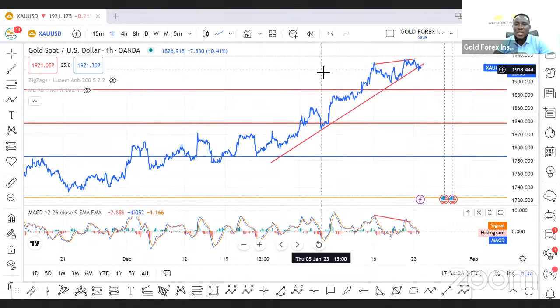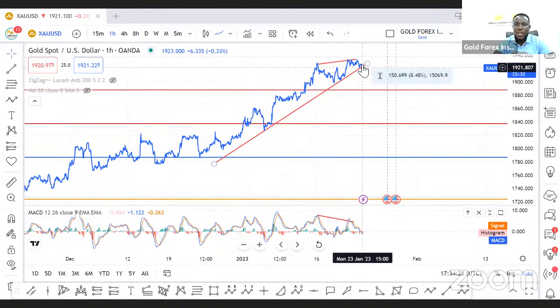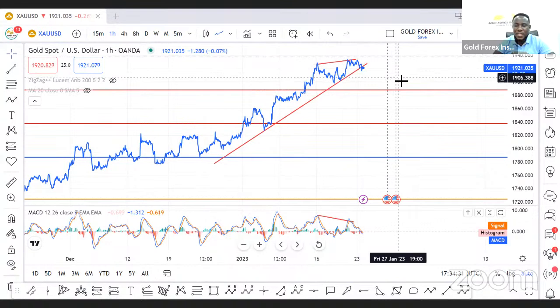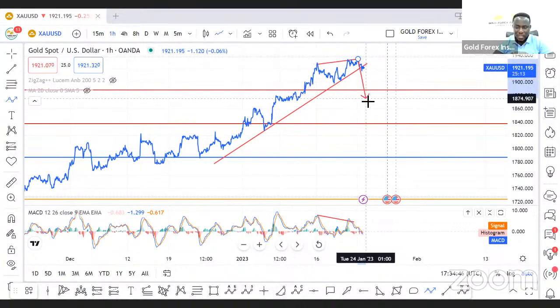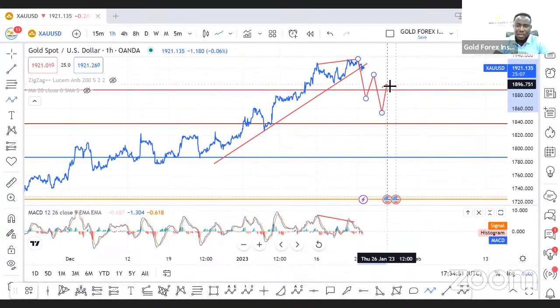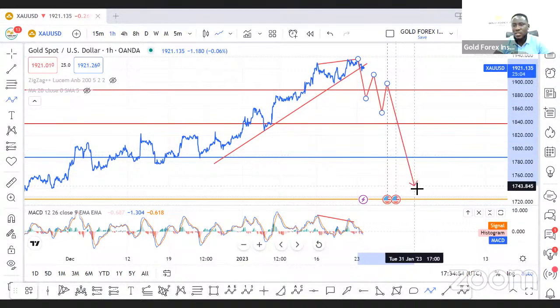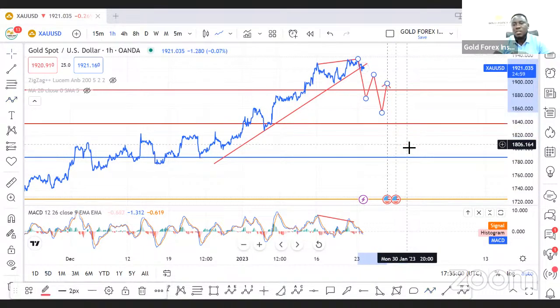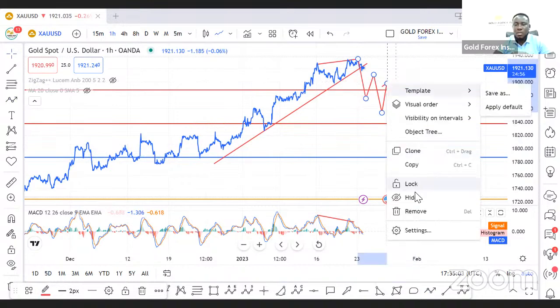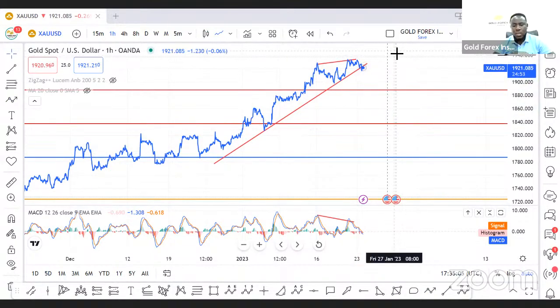Let's see a break and a retest and join. Let's see a break of structure. If it maybe goes something like this, I don't want to rush to jump in. So let's say this break of structure, come back to the demand zone, then we'll join to the downside. So that's what I'm looking at.